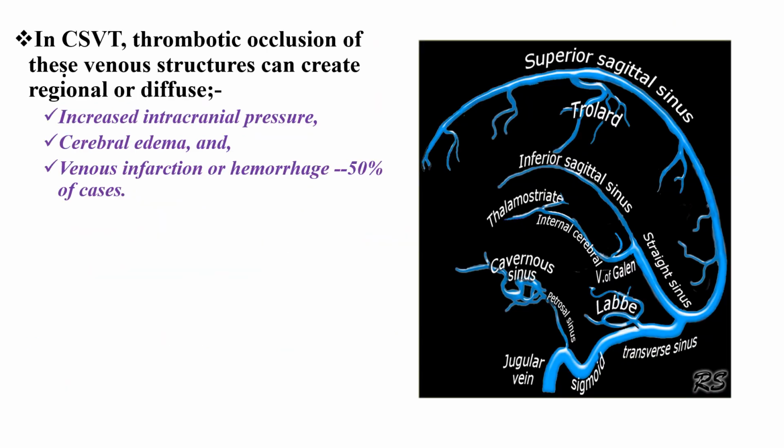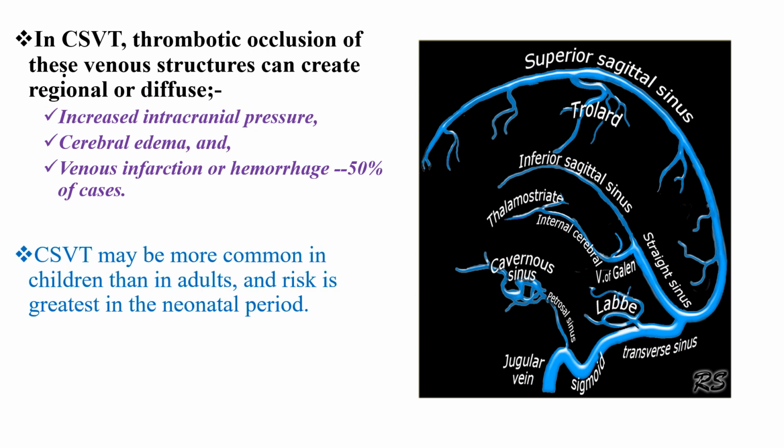In cerebral sinovenous thrombosis, thrombotic occlusion of this venous structure can create regional or diffuse increased intracranial pressure, cerebral edema, and in around 50% of cases, venous infarction or hemorrhage. Cerebral sinovenous thrombosis may be more common in children than adults, and the risk is greatest in the neonatal period.